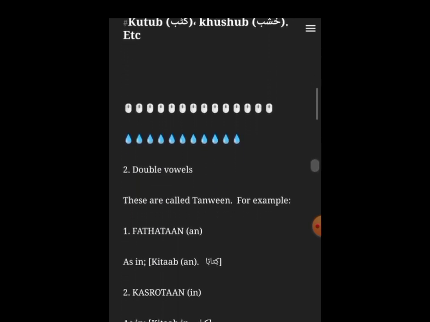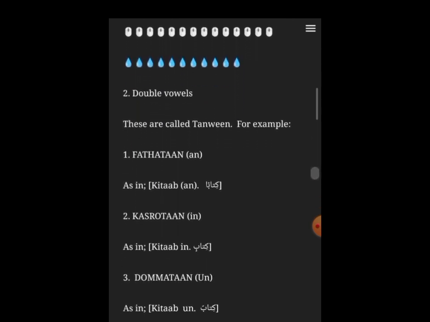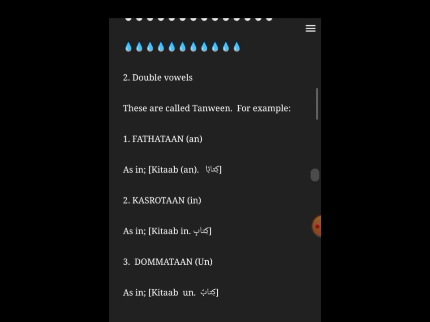Okay, so let's move on to the next type of vowel, which is the double vowel. The double vowels are called tanween. So, for example, we have two fatha. When you have a fatha and you have another fatha, making two fathas, so the two fatha becomes fathatan. Double vowel, fathatan. And when it becomes fathatan, it gives you another sound.